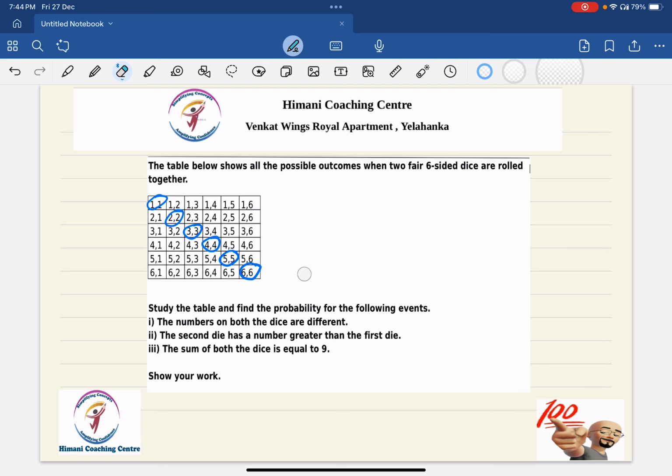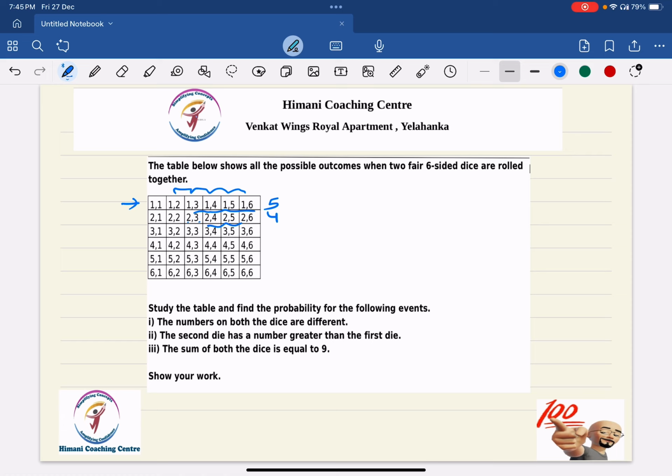That the second number is greater than the first number. Let us go row by row. In this, all these numbers 1, 2, 3, 4, 5, second number is greater, so 5. In second row, these four numbers are greater than the first number because 2, so 3 is greater than 2. Similarly, 4 is greater than 2.